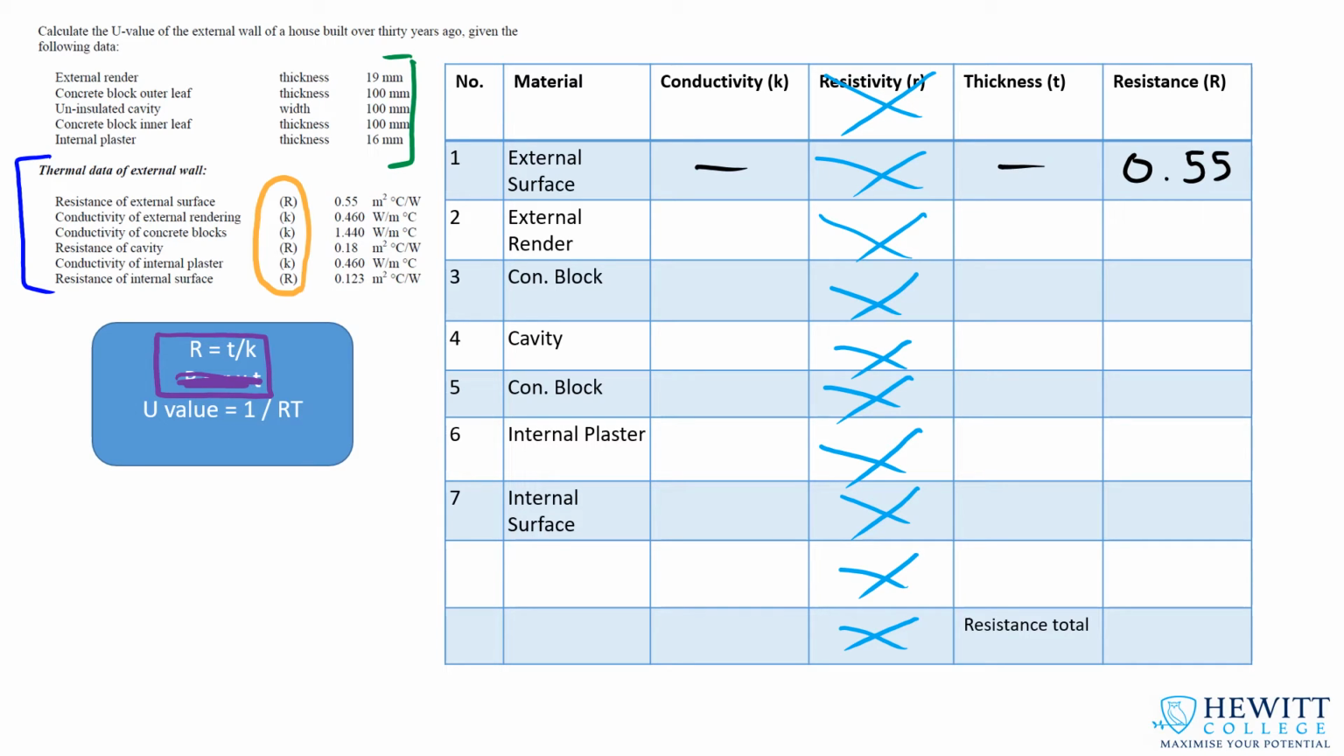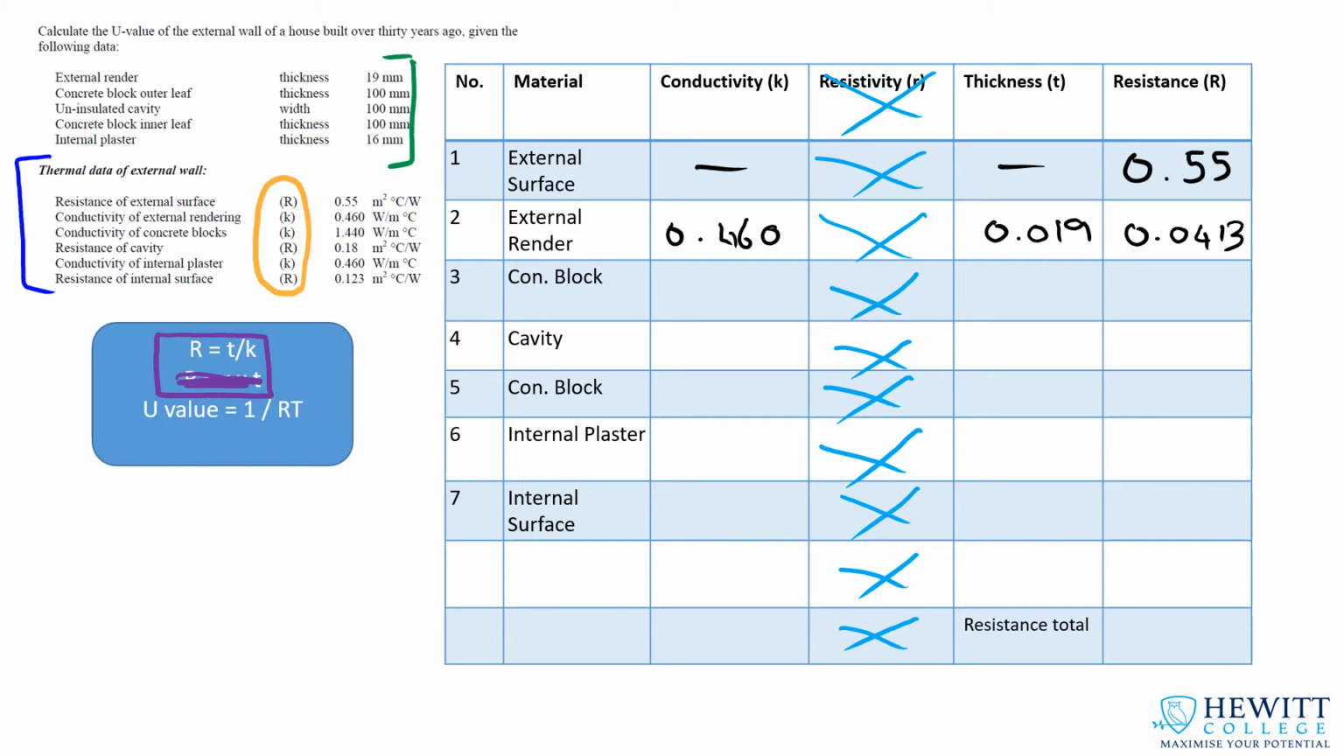The external render next. The thickness is 19, and remember we had to divide by 1,000, so the thickness is 0.019. We look into the thermal data of the external wall, and the conductivity of the external rendering is 0.460. So we have the thickness and we have the conductivity. If we use the formula R equals T over K, we get a resistance of 0.0413.